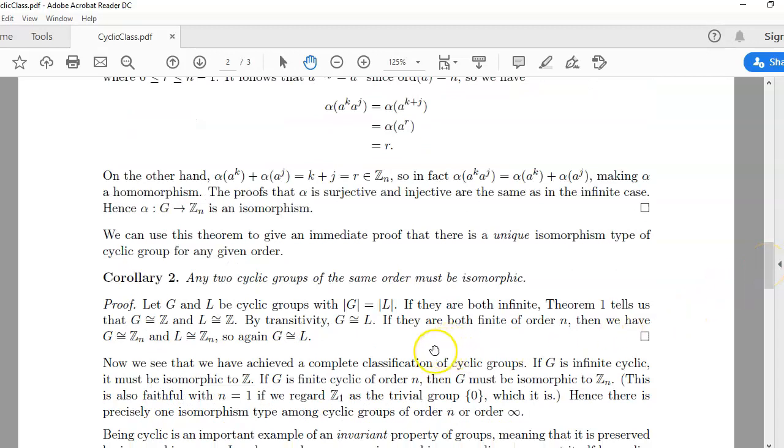Okay? So now we're done. Now we see that we have achieved a complete classification of cyclic groups. If G is infinite cyclic, it must be Z. If G is finite of order n and cyclic, it must be Z mod n. Okay? This also works for the trivial group, which is cyclic. The trivial group is cyclic, and you can regard that as Z mod 1 if you like. Many people do. So hence we have proven there is precisely one isomorphism type among cyclic groups of order n or of order infinity.